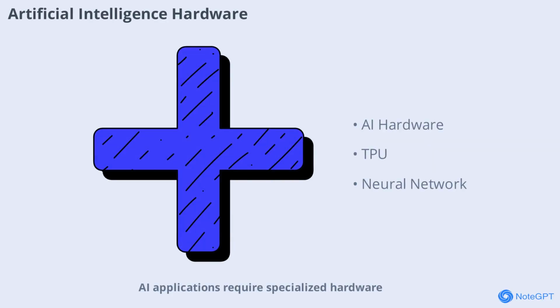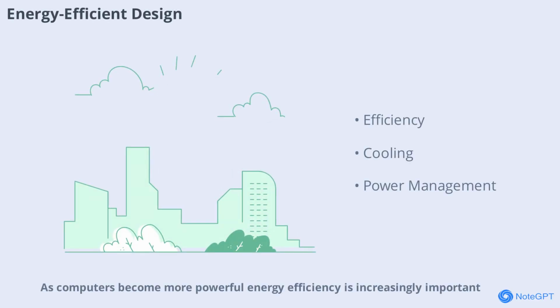AI applications require specialized hardware like tensor processing units, TPUs, and neural network accelerators. These components are designed to handle the massive calculations needed for machine learning and deep learning, pushing the boundaries of what computers can do. As computers become more powerful, energy efficiency is increasingly important.